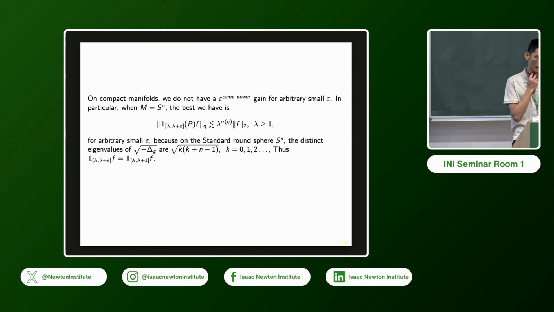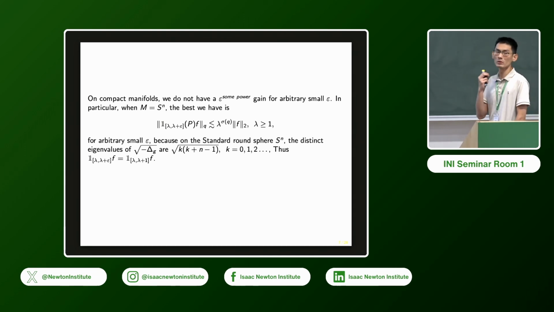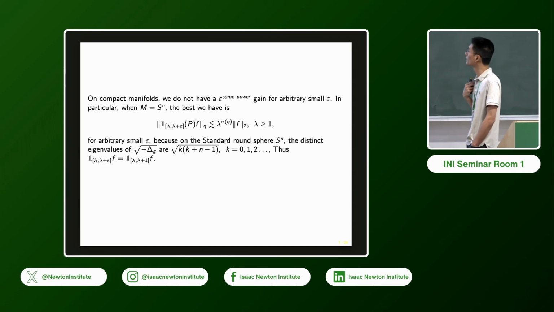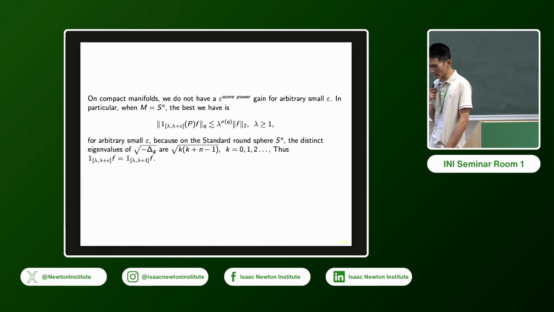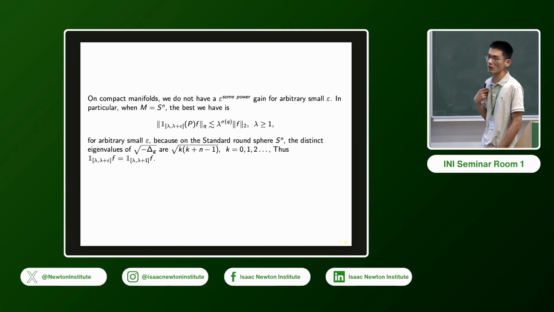And so on a compact manifold, first of all, we cannot let epsilon go to 0, compared with the non-compact case, because the eigenfunctions of course have L^q norms bounded below by 1. And in particular, for instance, if M equals the sphere, the best we can hope is there is no gain in terms of epsilon at all if lambda happens to be the eigenvalues of the Laplacian.